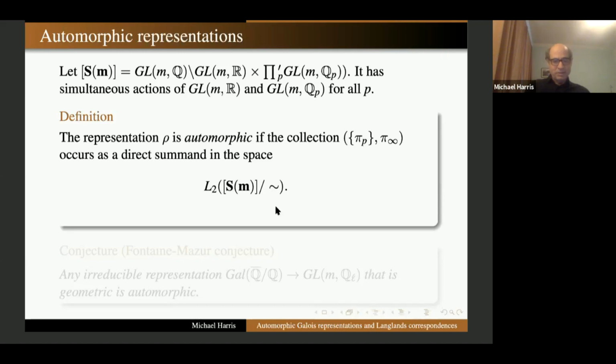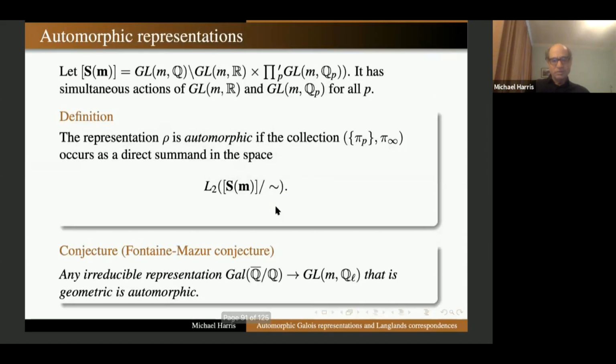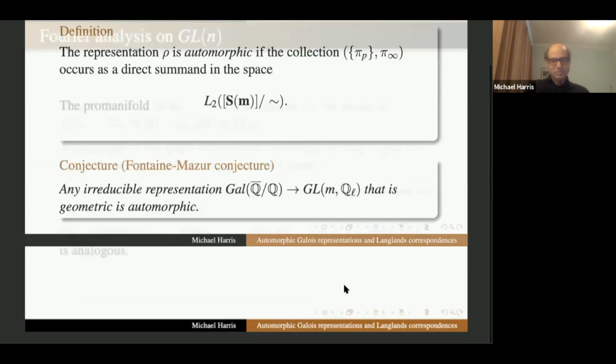And now I can tell you a more precise version of the Fontaine-Mazur conjecture. Any irreducible representation, this should be a Ql bar, that is geometric is automorphic. All right. So again, there are quite a few misprints in these notes, but anyway, you'll correct that. Put a bar over here if you're taking notes.